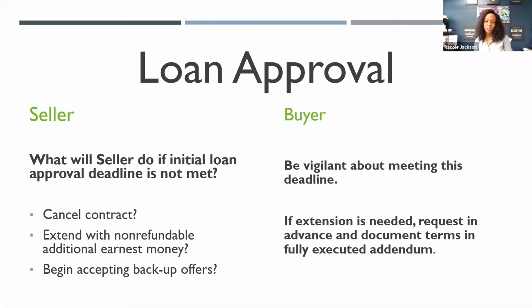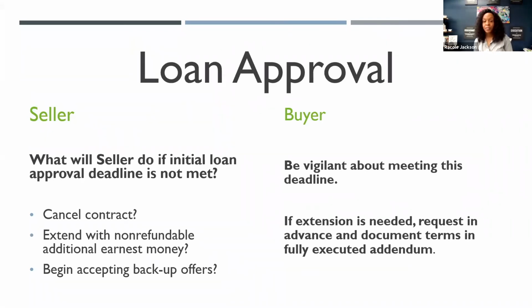Now, if you're the buyer's agent, here's what you need to be considering at this juncture. You need to be vigilant about meeting this deadline. You cannot miss this deadline. This is very basic. This is ABC 123 Realtor. If an extension is needed, you need to request the extension in advance and document it in a fully executed addendum. Again, this is another term where email communication is persuasive, but it is not binding. You need a signed extension.